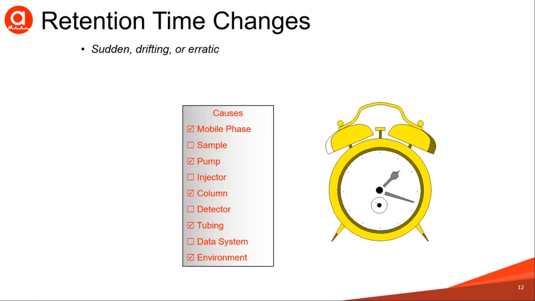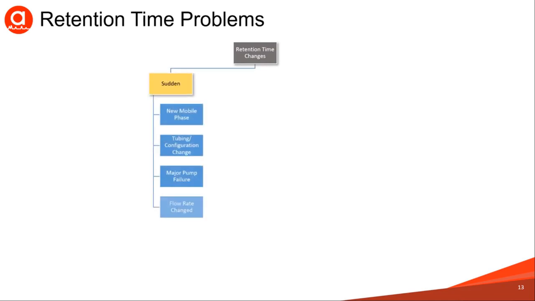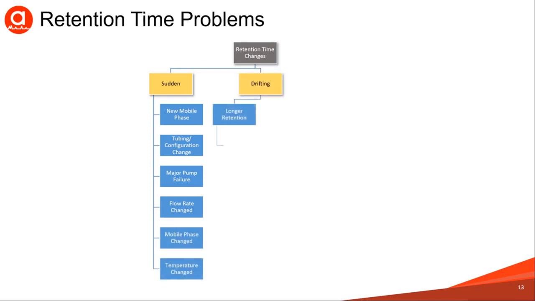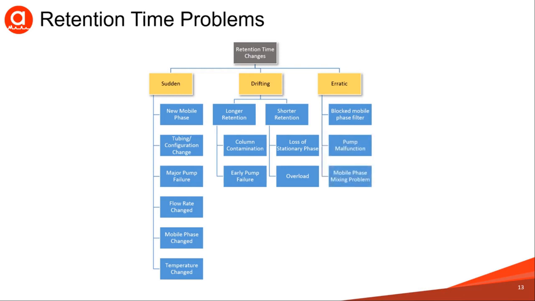Okay, so let's dig into retention time changes. So there are generally three categories of changes or problems we'll observe. Sudden changes, drifting over the course of several runs, or erratic or just completely unstable retention time. And from the troubleshooting matrix, we've identified the mobile phase, the pump, the column, the tubing, and the environment as possible causes. Okay, so let's look at some more specific possibilities for these changes in retention time. And this is a typical list that you might see from a number of different sources. And we'd like to look into this in a little more detail. For this talk, we're just going to focus on some of these, and these are going to be issues related to flow rate, mobile phase, and temperature. These are all possible problems that can show up, and we're going to discuss ways that you can identify and distinguish between these different causes.